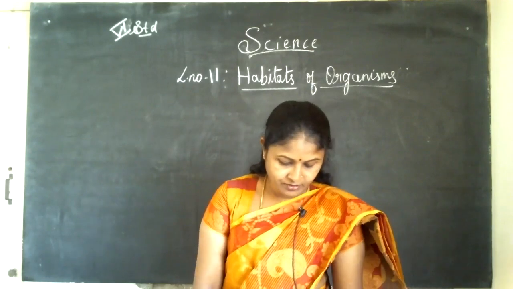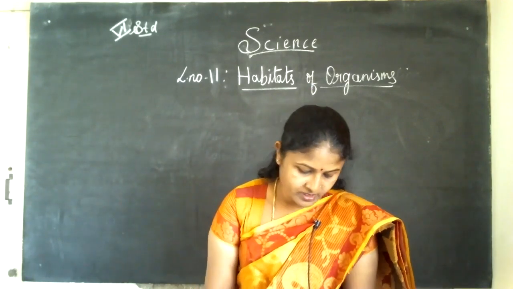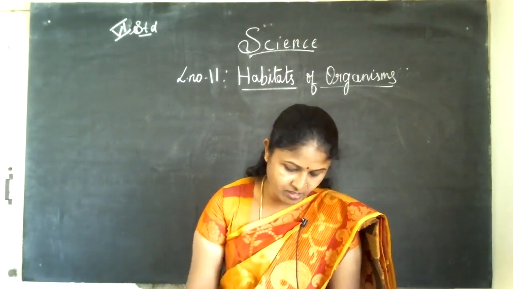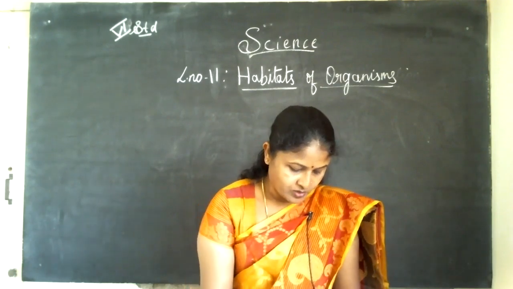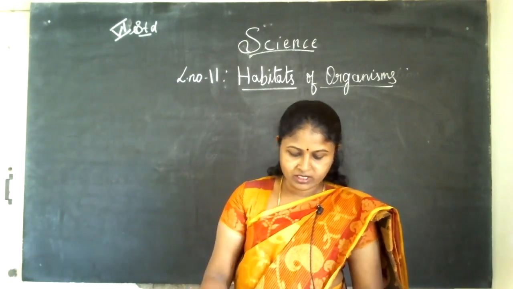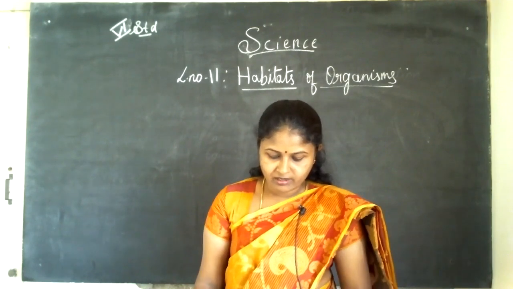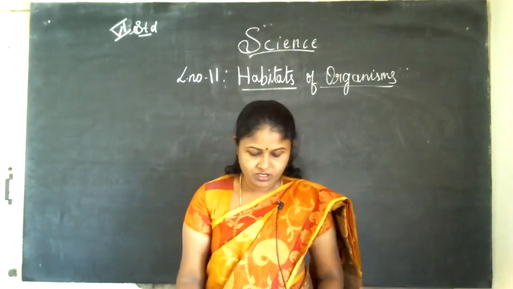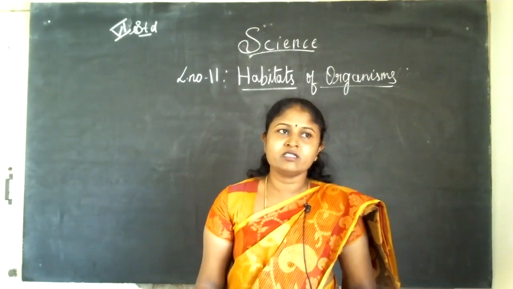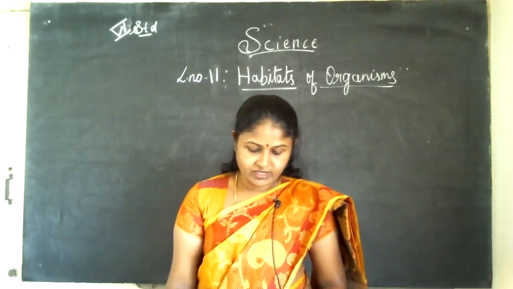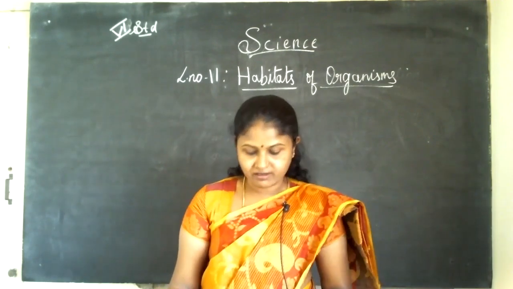Living things are found almost everywhere on earth: on land, in water, in the air, in the soil, under stones and logs, in the grasses, on trees, in our homes. Almost all the sites in the environment have living things. We can find them everywhere.